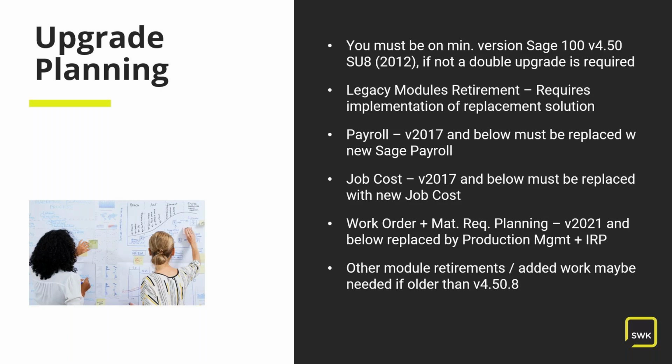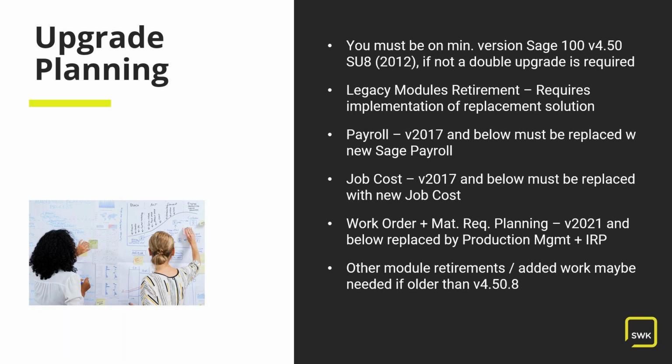Other things that we're looking for in your upgrades is not only just what modules you have and what companies you have and all the forms, reports, VI jobs, and integrations. We're also looking for things that might have been retired or changed dramatically from your old version to the new one. For example, back in 2017, if you were using payroll in 2017 and before, Sage retired the legacy payroll system and they came up with a whole new payroll add-on. So if you're upgrading and you're 2017 or below, you have to replace your payroll.